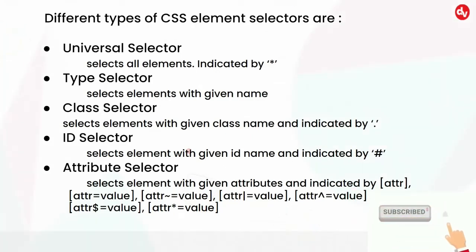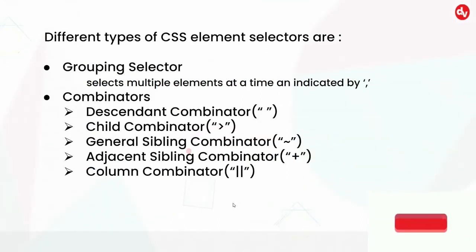There are many attribute selectors, used to select an element based on its attribute. Other than class and ID, for example for script, let's say we have the type attribute. We also have the style attribute. Based on those attribute values we select the element, and there are different notations indicated for attribute selectors. After this we have grouping selectors.